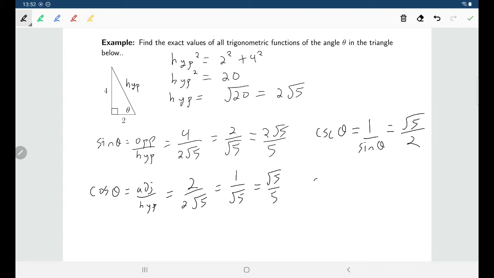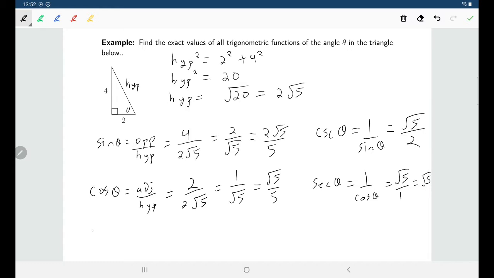And then similarly, we know that secant of theta, that's the reciprocal of cosine. And so we know since cosine is 1 over root 5, then the reciprocal should be root 5 over 1, which is the same thing as root 5. So we've got now 4 out of our 6 trig functions.